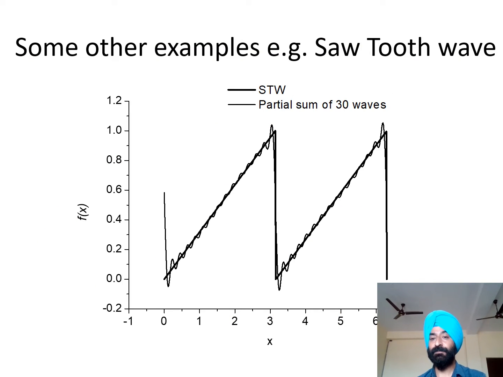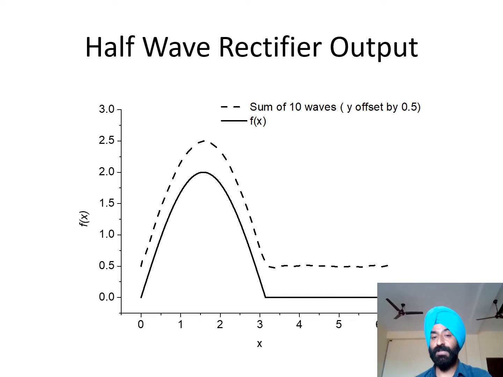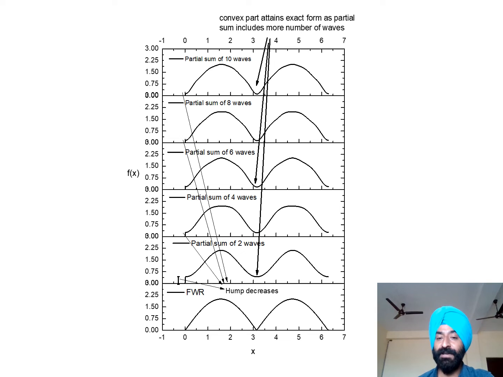Similar examples we can take up for the sawtooth wave function, but here we have to check how many waves we have to include to generate the given signal in terms of its partial waves. So here we find that for the sawtooth wave, we have to compound almost 30 waves to generate the final sawtooth signal. Similarly, we have analyzed the half wave rectifier output. You just organize your Excel spreadsheet and we find the sum of 10 waves will generate almost your half wave rectifier output. The next one is the full wave rectifier output.